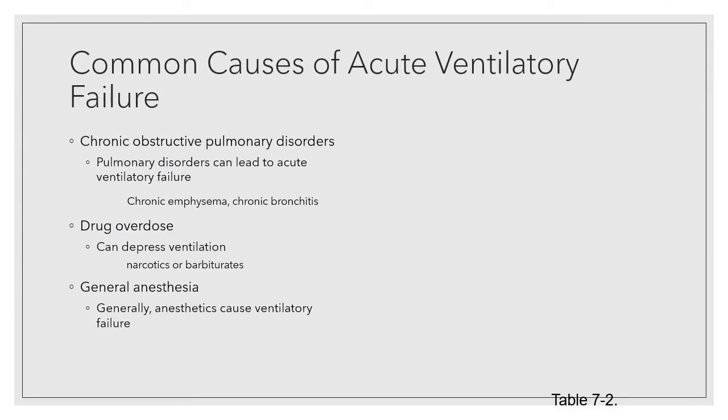Common causes of acute ventilatory failure or respiratory acidosis include chronic obstructive pulmonary disorders. These are disorders that can lead to acute ventilatory failure, like chronic emphysema, chronic bronchitis, COPD. Drug overdose can depress the ventilation due to narcotics or barbiturates. And general anesthesia. Most anesthetics cause ventilatory failure. That's why patients that go for operations are intubated and ventilated.